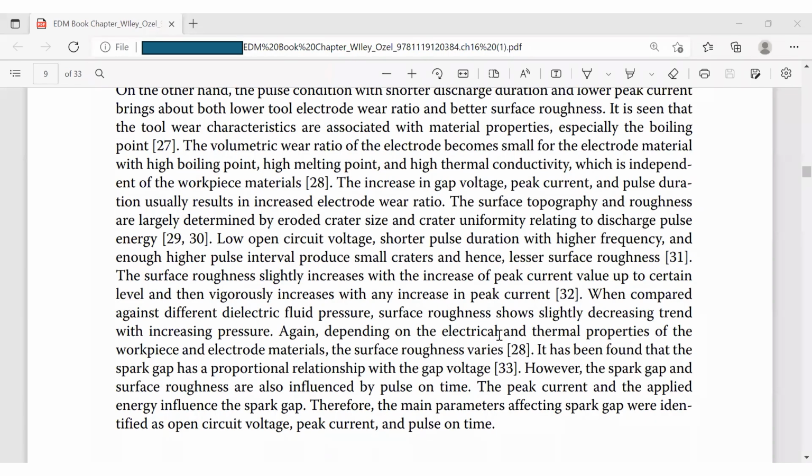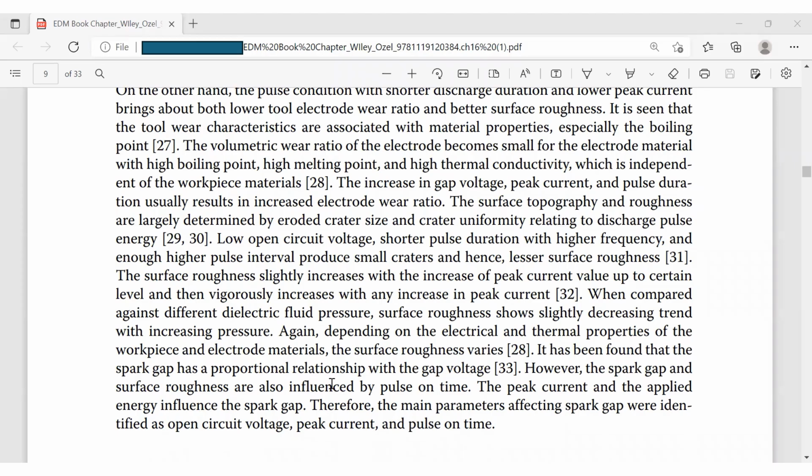Again, depending on electrical and thermal properties of the workpiece and electrode material, the surface roughness varies. This is from reference 28. It has been found that the spark gap has a proportional relationship with the gap voltage. However, the spark gap and the surface roughness are also influenced by the pulse on time. The peak current and applied energy influence the spark gap. Therefore, the main parameters affecting spark gap were identified as open circuit voltage, peak current, and pulse on time.